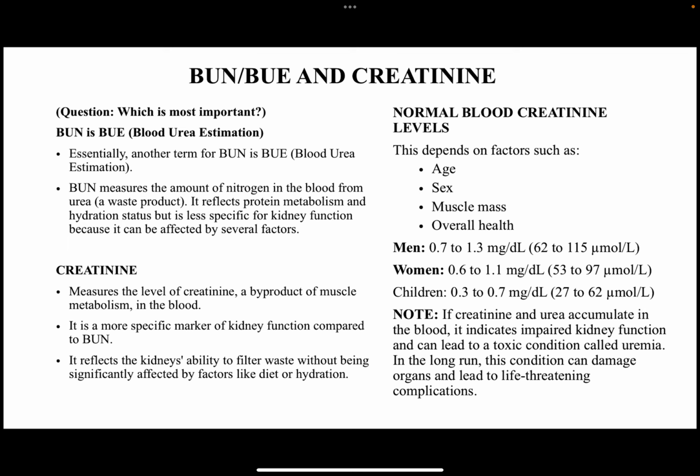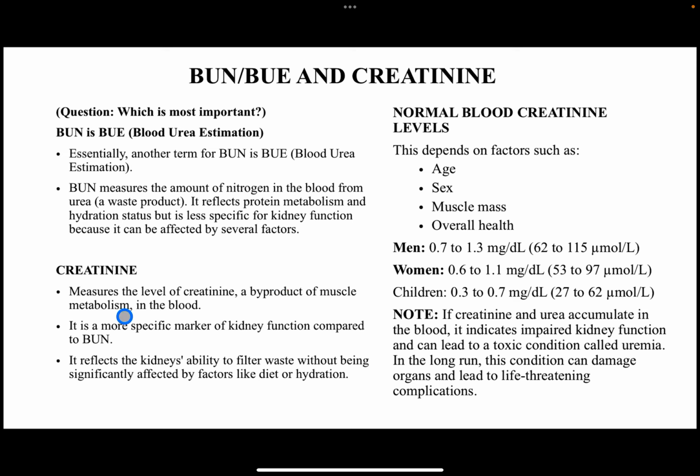Okay, so creatinine, even though it's very important, so this is what I'm talking about. Look at it and think about it properly. Which is important? BUN, which is blood urea estimation, and then creatinine. Which of them is very important? Is that okay? The important one is creatinine. The reason is because creatinine measures the level of creatinine clearance, which is a byproduct of muscle metabolism.